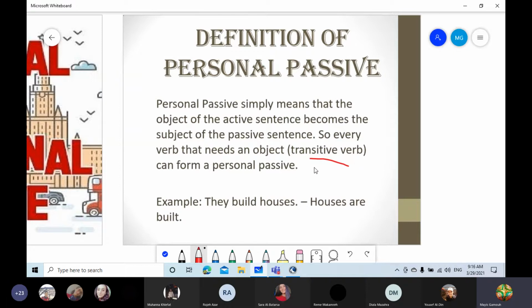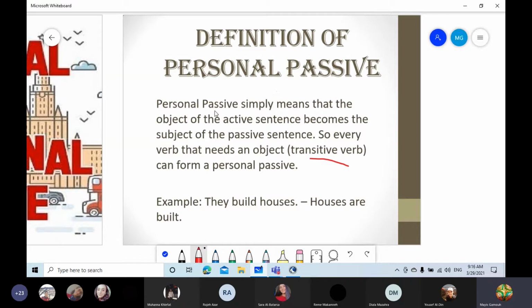And this is the form that we use for the personal passive. So we have to put in our minds that for the personal passive, we are using the transitive form of the verb. Let's go back to the title, personal, from the word person, شخص, personal, شخصي.